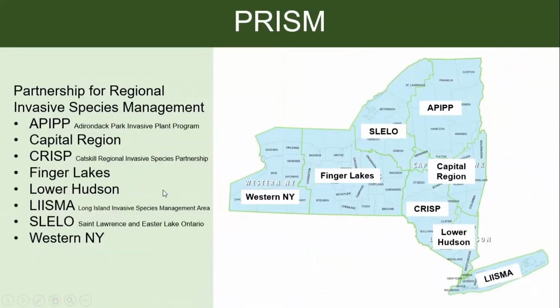And I mentioned the PRISMs. Can't talk about invasive species management in New York without mentioning the PRISMs. They're a really great network of organizations across the state, divided up into 8 different regions. I really encourage you to figure out which PRISM you're in and connect with them, because they have a lot of great work going on having to do with invasive species: education initiatives, early detection and monitoring, management, all sorts of things.